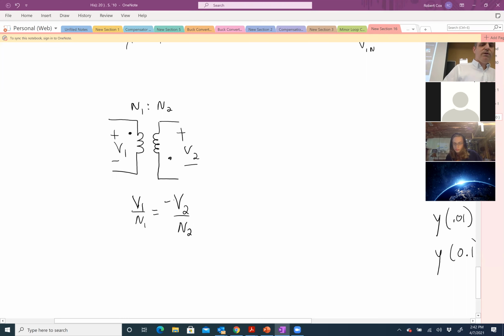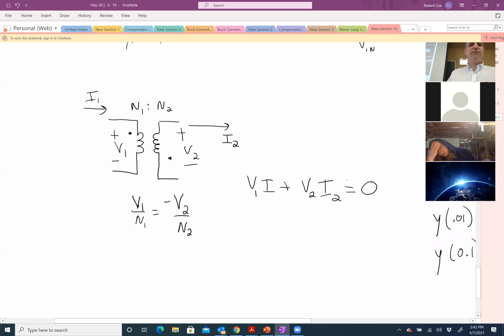All right, and then when I want to figure out the current relationship, basically what I do is I say if I1 is going this way and I2 is going this way, I use that power relationship, right? So power: V1 I1 plus V2 I2 equals 0. So what I've got to do is figure out if this is true, if both of the currents are going into the plus sign.